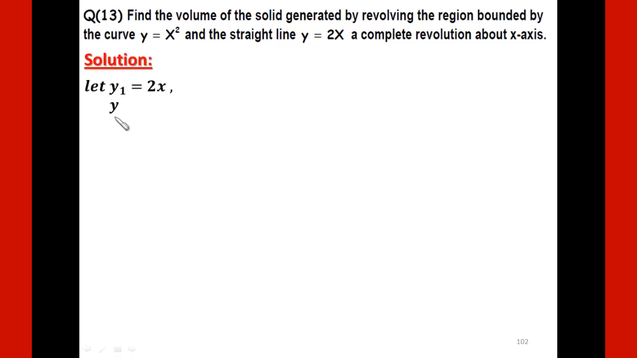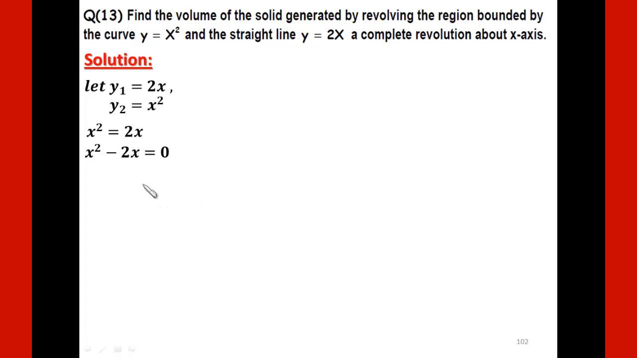Solution. Let y1 equals 2x and y2 equals x square. This is to find the points of intersection of these two curves. We will put y2 equals y1, so x square equals 2x, and x square minus 2x equals 0.